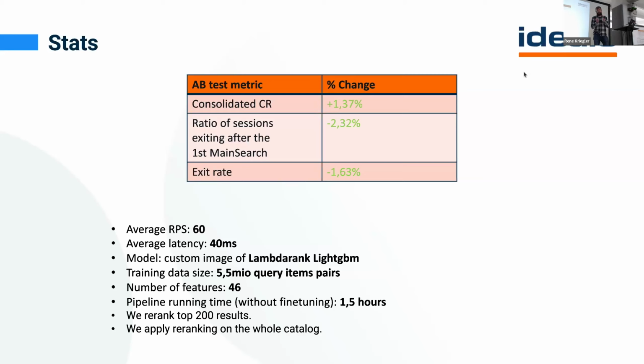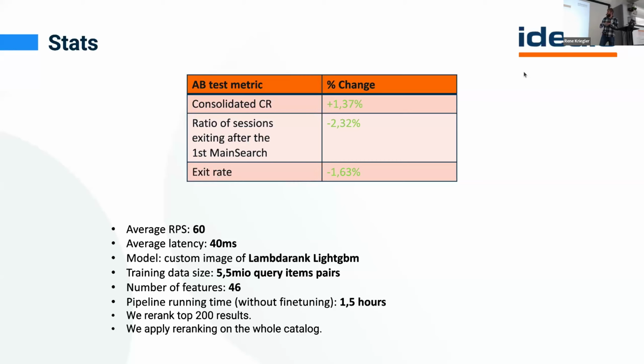The whole pipeline just runs within 1.5 hours. We have 46 features. For the training, we use 5.5 million query item pairs. We use lambda rank from LightGBM. Our average response time is 40 milliseconds, and the average requests per second is 60. It was more before, but then we changed our logic a bit, so it's a bit less now.